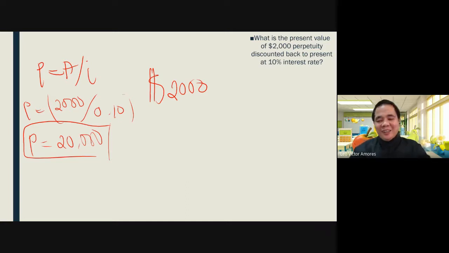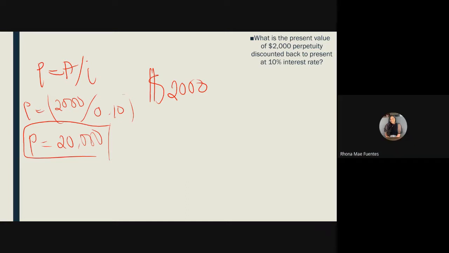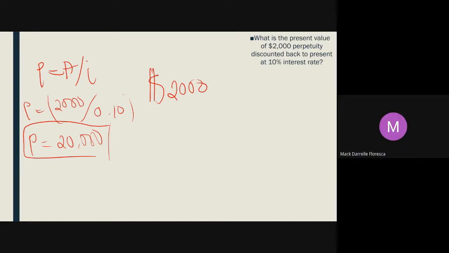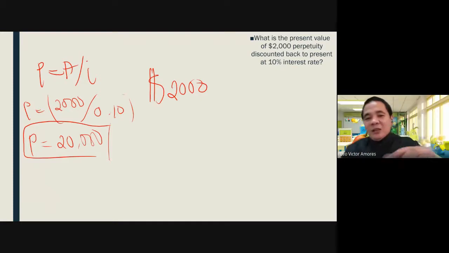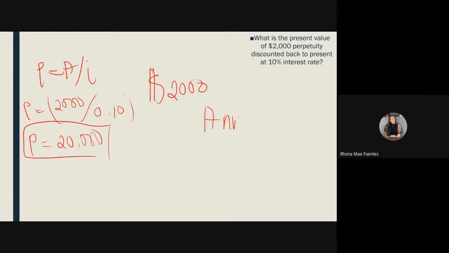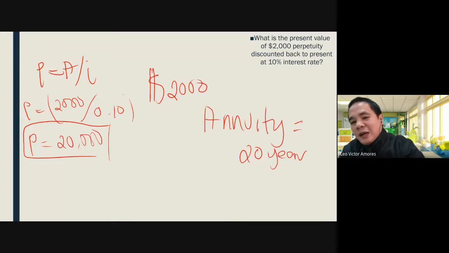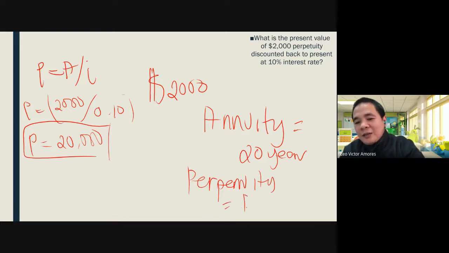So which is better? One is an annuity, the other is a perpetuity. The annuity is guaranteed because it is for a specific period of time, 20 years. With the perpetuity, we tell you we will pay you until you die, because it stops when you die.